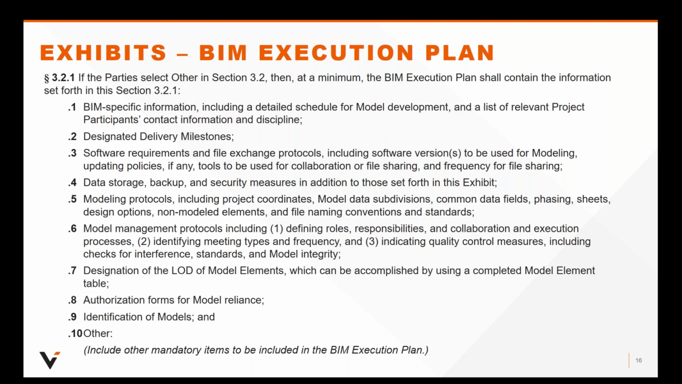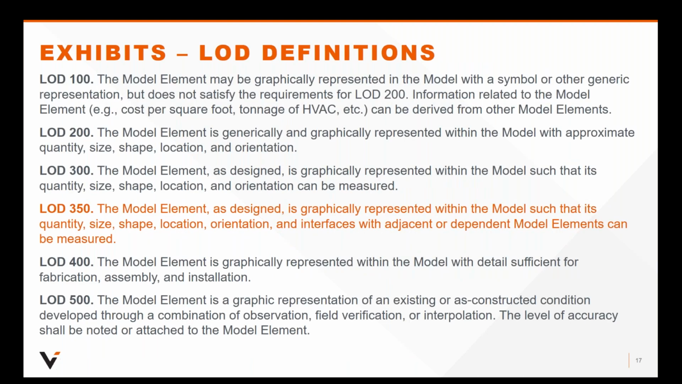Now, some of these are the highly technical software and data protection requirements. Some of them are management issues, and others are focused on the legal authorization of use and on the level of reliance on the shared information. So these are mandatory items that need to be in any BIM execution plan, whether it's the AIA version or something developed by the parties or something the project owner has as its BIM execution plan.